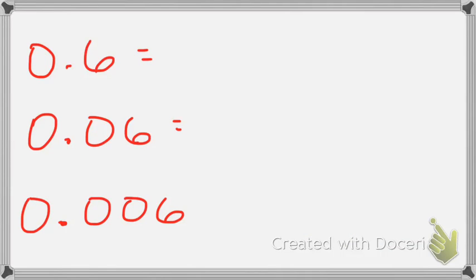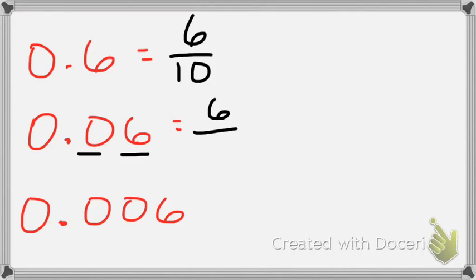So with decimals, we have 6 tenths. That'd be 6 over 10. 6 hundredths: tenths, hundredths. And this one is 6 thousandths: tenths, hundredths, thousandths.